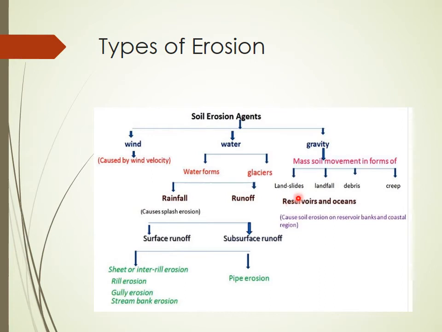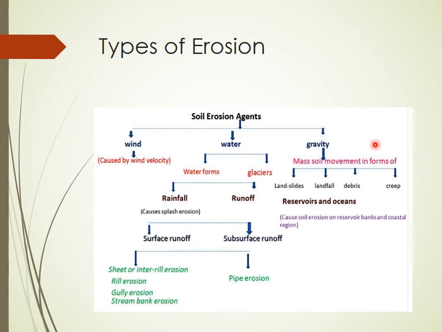One thing which I missed is reservoirs and oceans, which also come under the water forms. This erosion is caused on the reservoir banks and coastal region. Reservoir, we can say, is in the storage areas, like dams. In those banks there will be erosion. And in the coastal region also, the coastal banks, the soil is getting eroded. These are all different types of erosion based on the soil erosion agents.